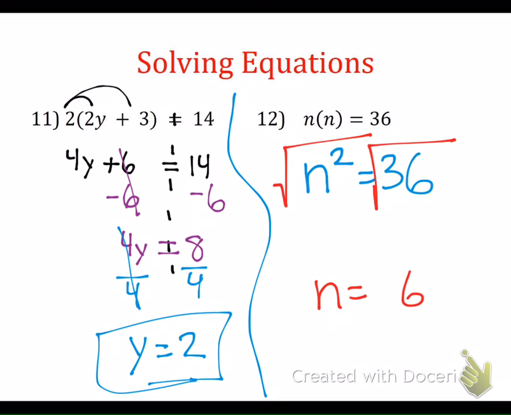6. Yes. The square root is like saying what number times itself would give you that number. Is 6 times 6 the only number times itself that would give us 36? Yes. Wait, no. Is it 4? I think it is.